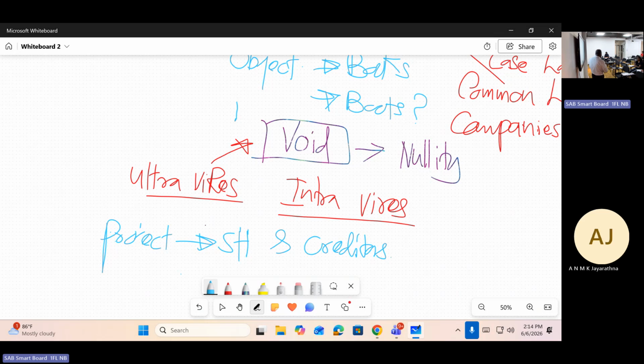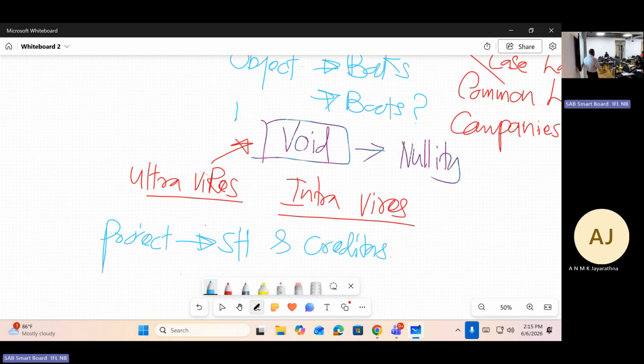Then the company builds a profitable business, with that belief the investor has invested money. Then the company can make profits. Thereafter, shareholders can receive dividends. The protection is given to the shareholders.